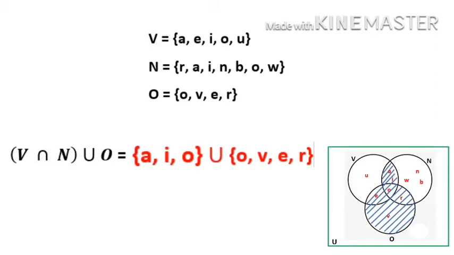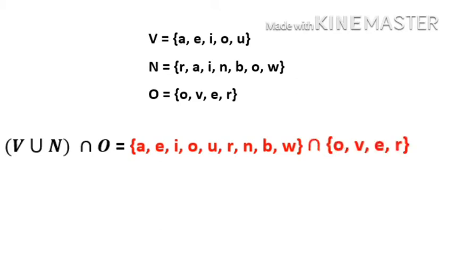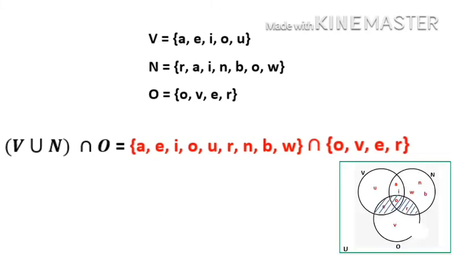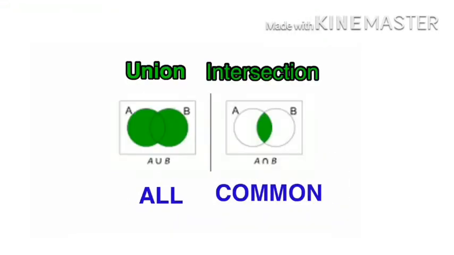Then you have this. Same process kung hatagan ka og the quantity of V union N intersection O. So again, unahon na itong nasa parentheses. V union N is, then you intersect it with O. So unsa man ang common nga elements nila, you have the letters O, E, and R. Remember, union, you list all the elements with no repetition. For the intersection, just list the common elements.